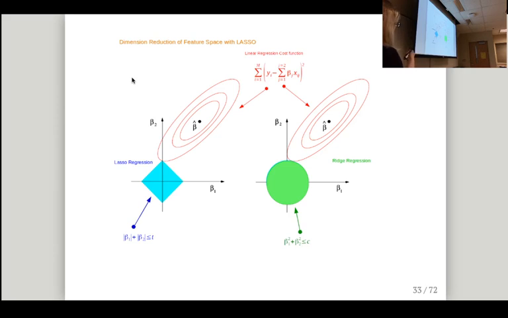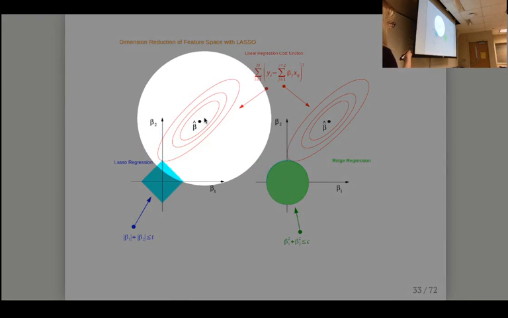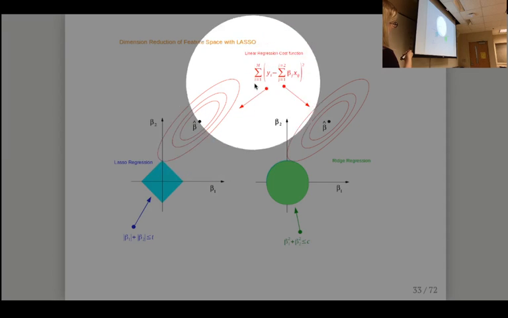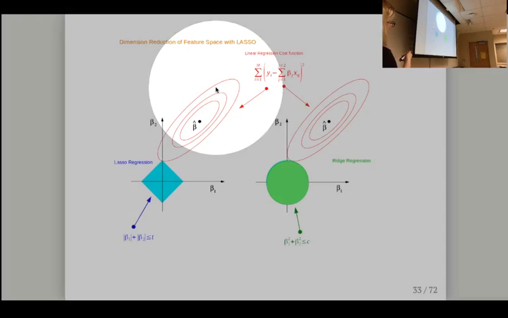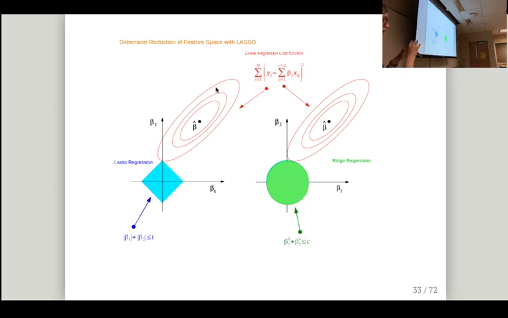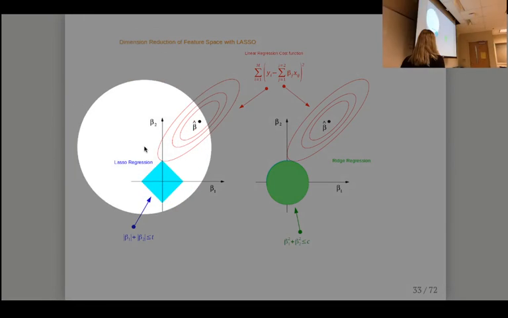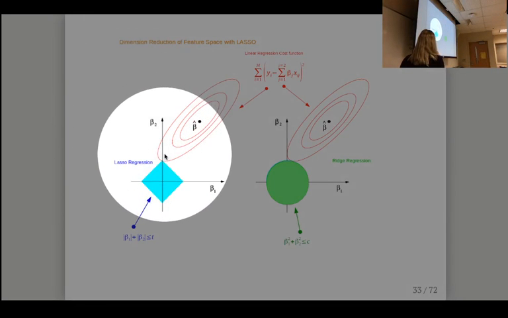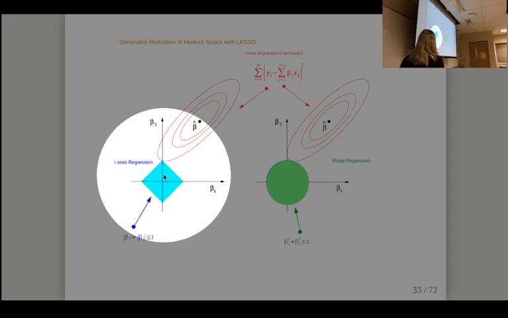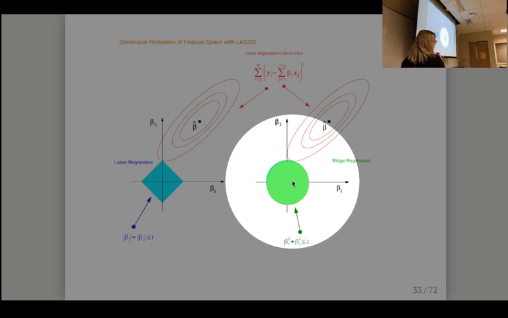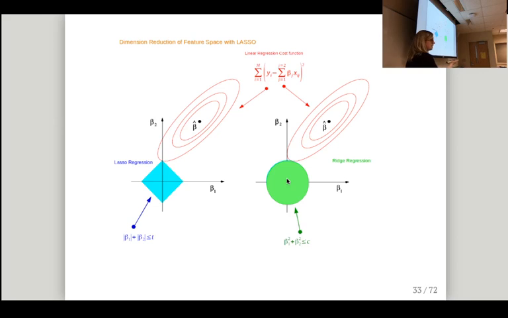So then say the least squares optimal beta is right here at the center of the contour plot. We're going to find the lowest value on the contour plot, so the minimum sum of squares, where that touches either the lasso diamond or the ridge curve. That's the idea.